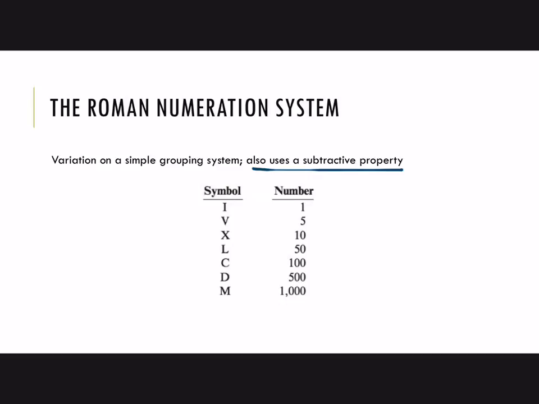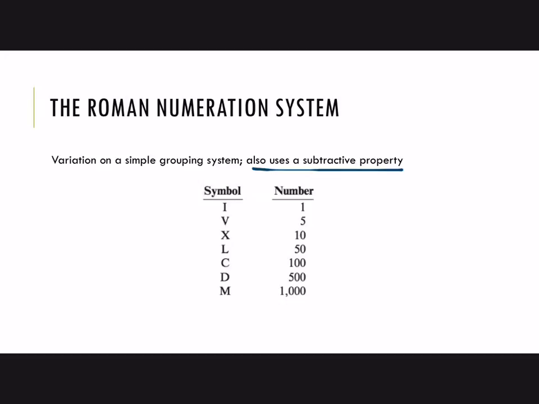So in the Egyptian system, we looked at the value of all of the symbols, and then we added or tallied up all of those different values. In the Roman system, sometimes we add and sometimes we subtract, and there are some rules for when to do each of those things. So first of all, we need to know what the symbols are.